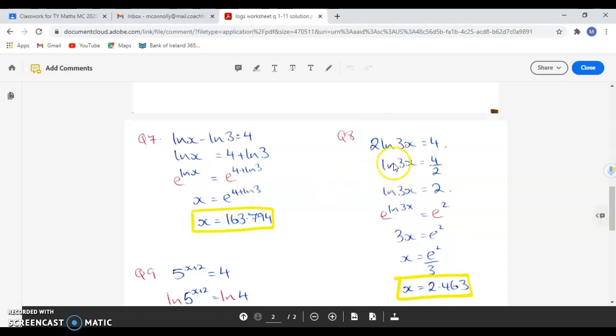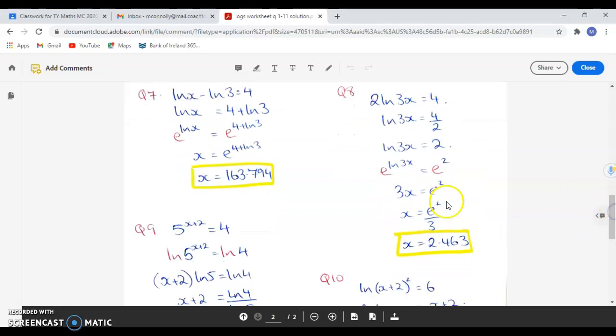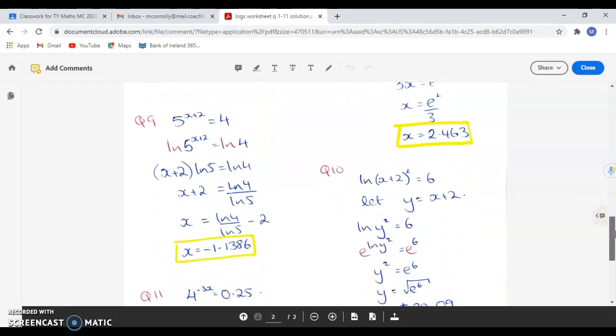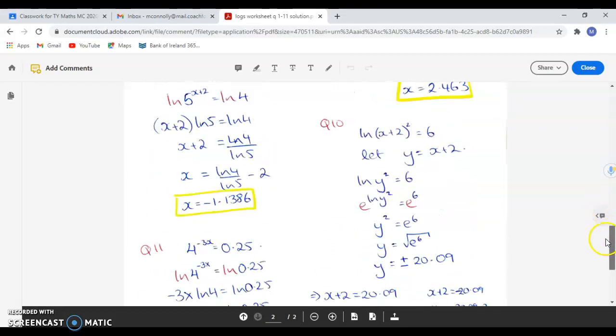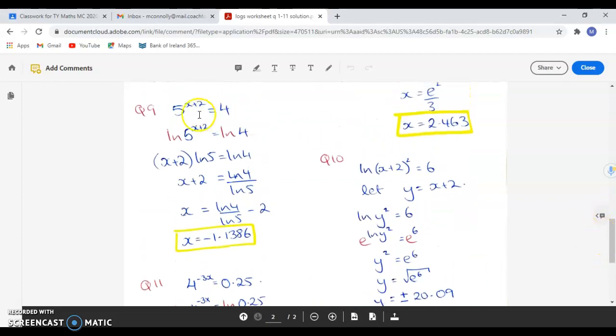Over to number 8. 2 ln 3x is equal to 4. First thing to do is remove that 2, over to the other side, goes down and divides. So now I have ln 3x is equal to 2. Introduce an e on both sides, raise them up to be powers. Your e and your ln cancel off, so I'm just left with 3x is equal to e squared. So x is equal to e squared over 3. Into the calculator again, using your fraction button, you get your 2.463. That was question 8. On to question 9.